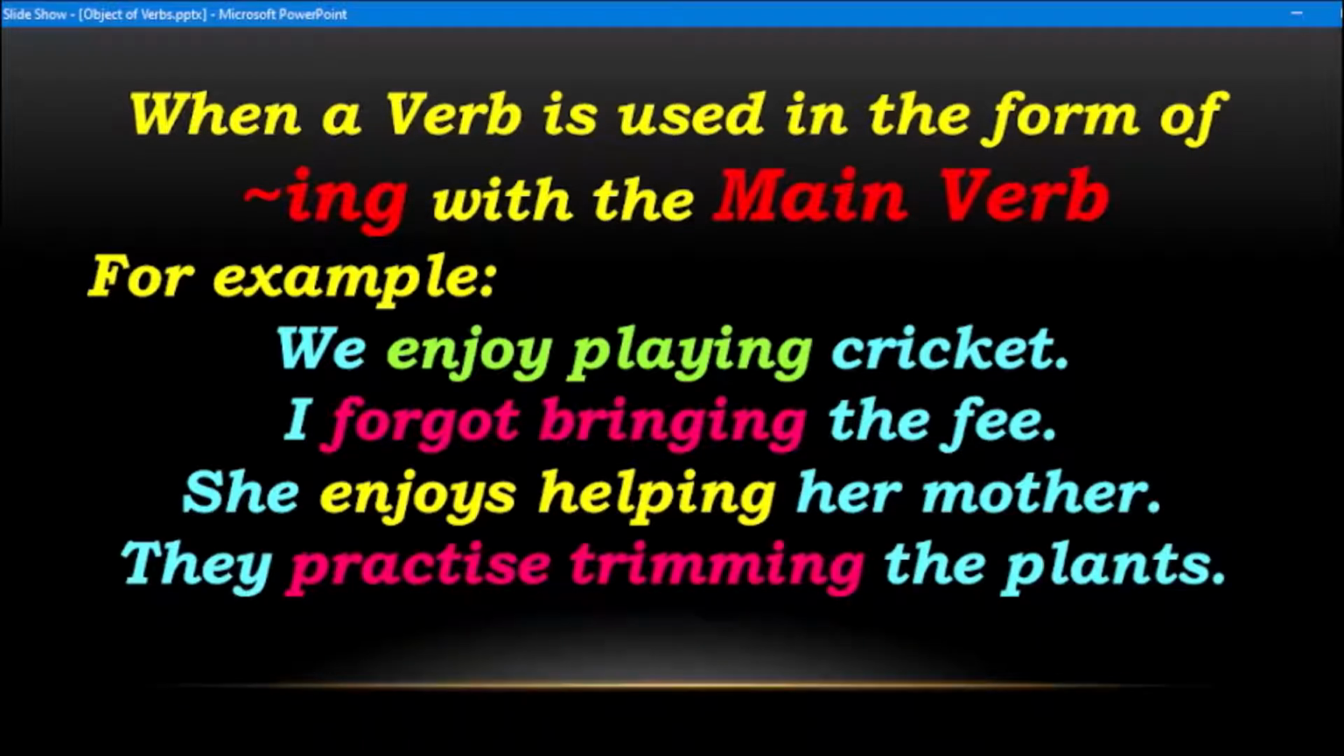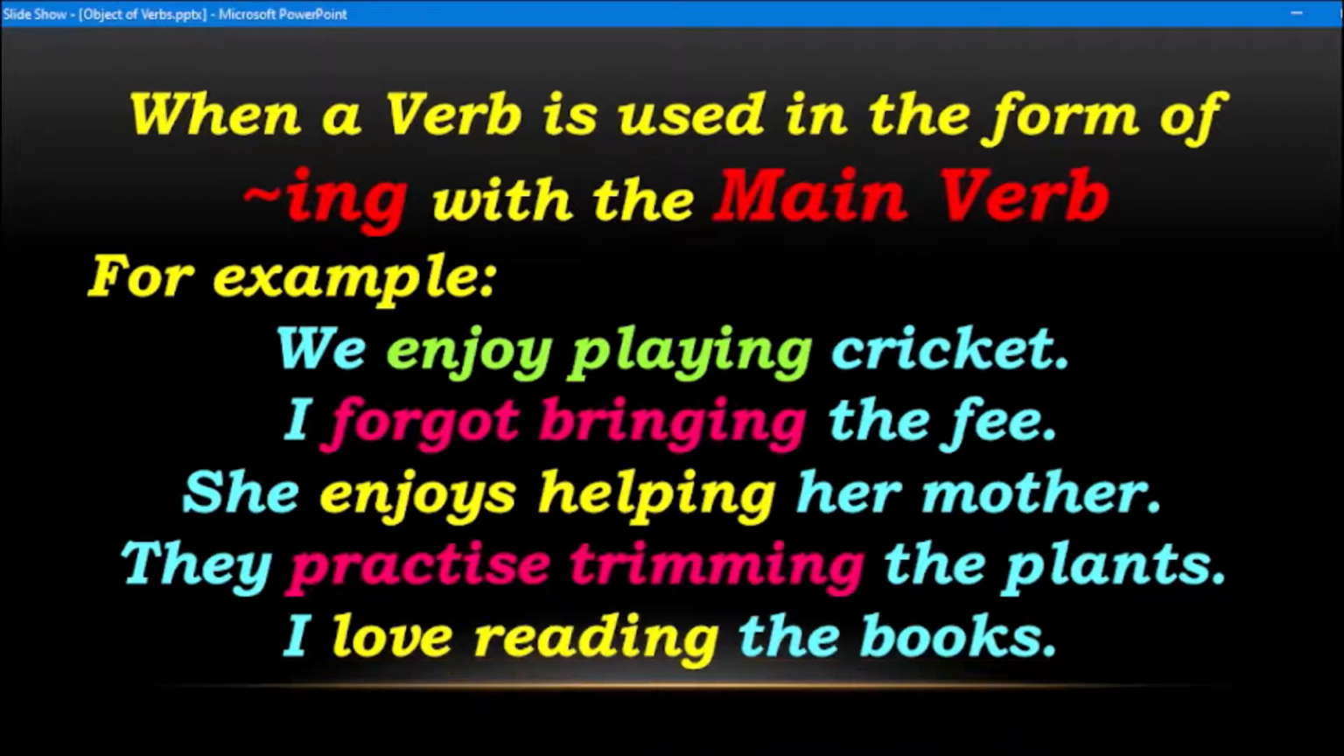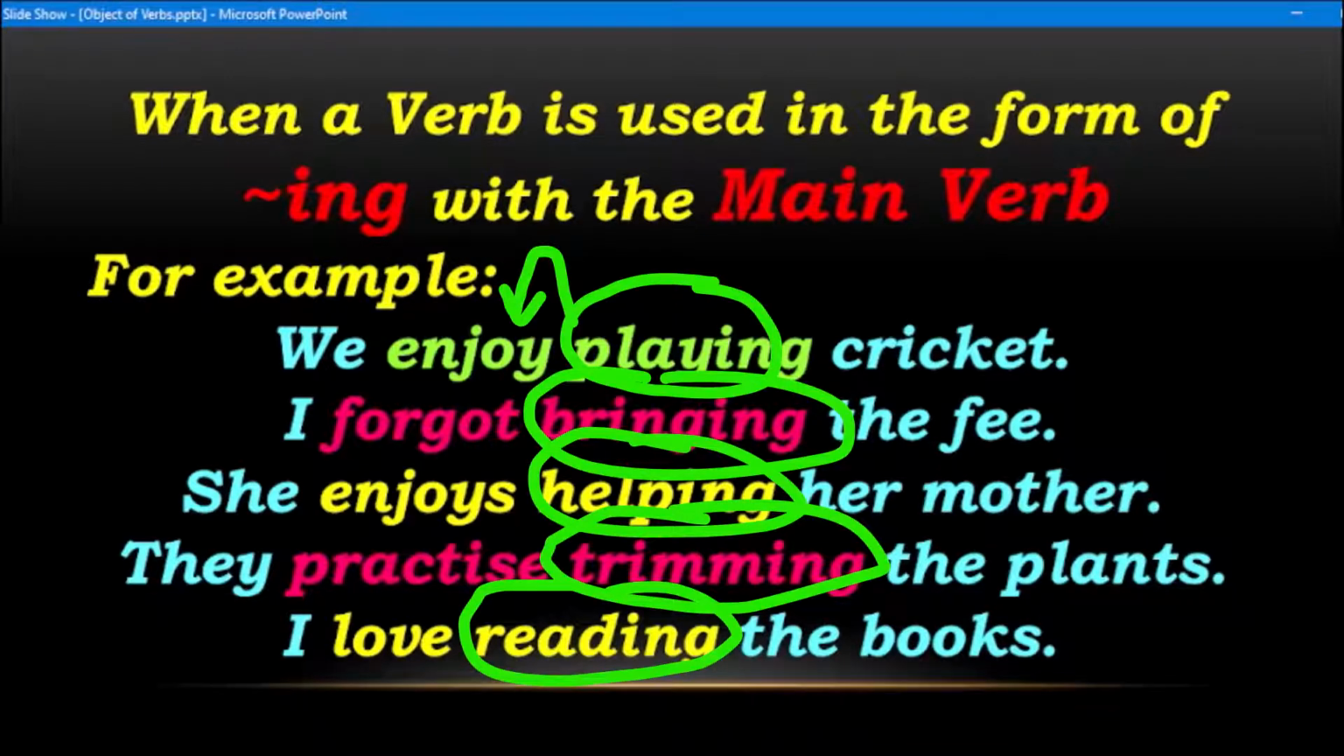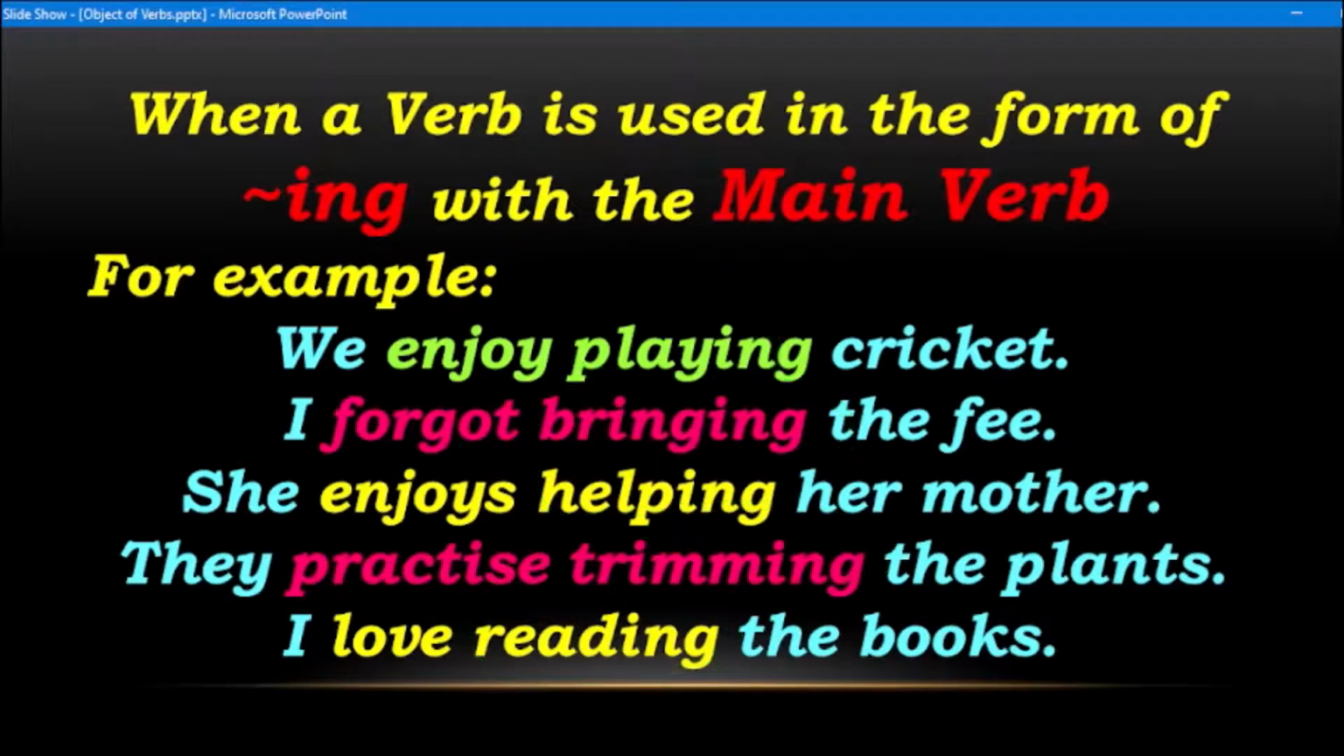Next one is there: they practice. What do they practice? They practice trimming the plants. I love reading the books. Here again, love is the main verb and reading is the object of the verb. So in these examples, you have learned about the object of the verb, which is part and parcel of these verbs.